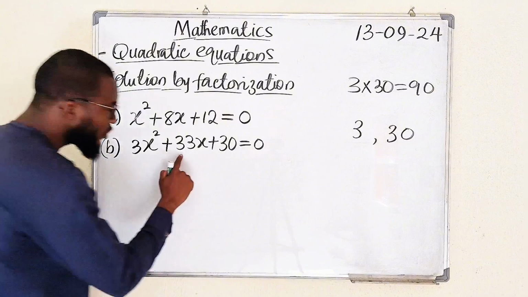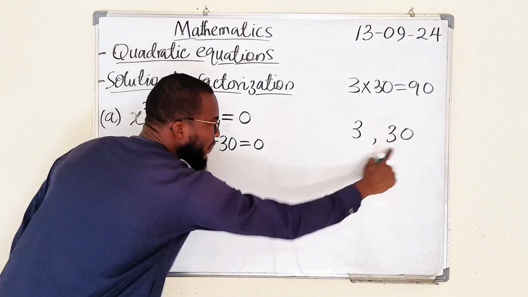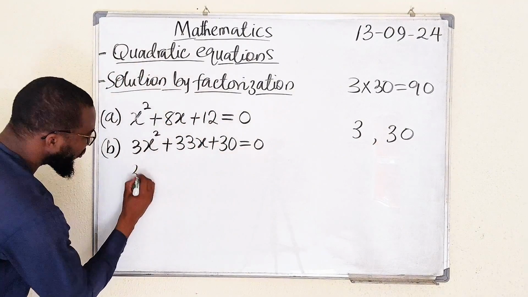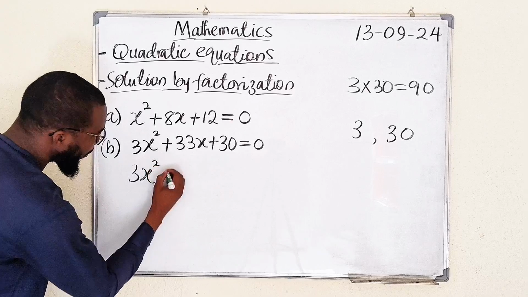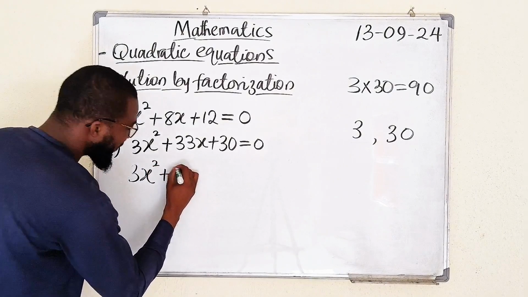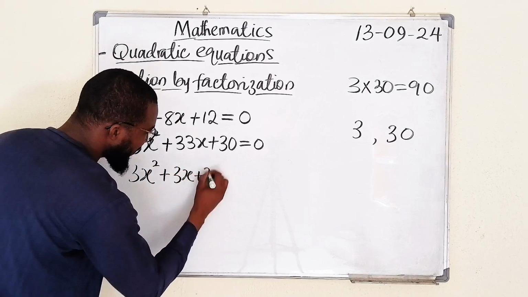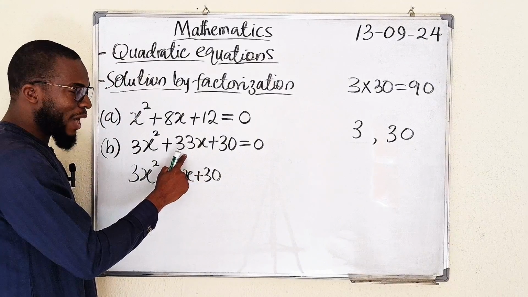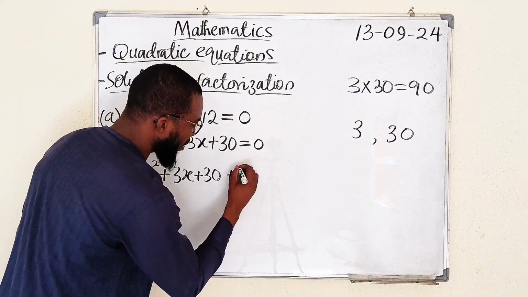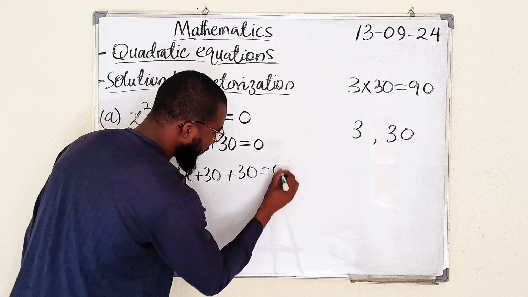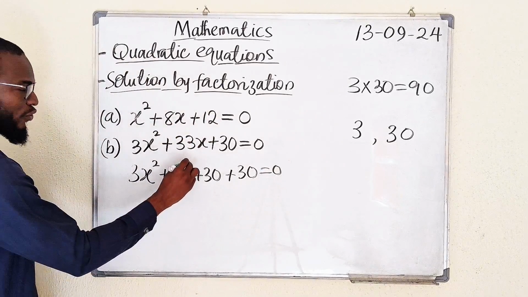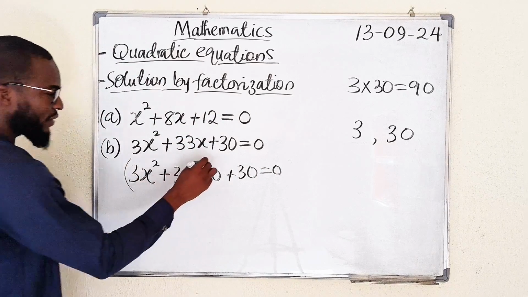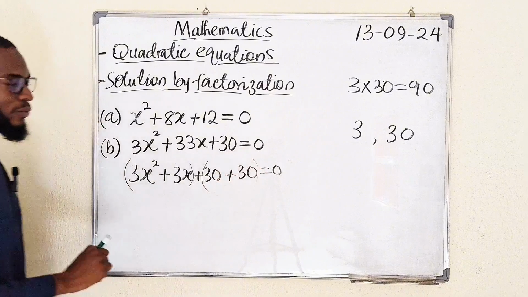So instead, we are going to replace this with this. So we have 3x squared here plus 3x plus 30x. 3x plus 30x will give us 33x back. So we have plus our constant 30 equals 0. Now we are going to factorize them in batches, first 2 and second 2.